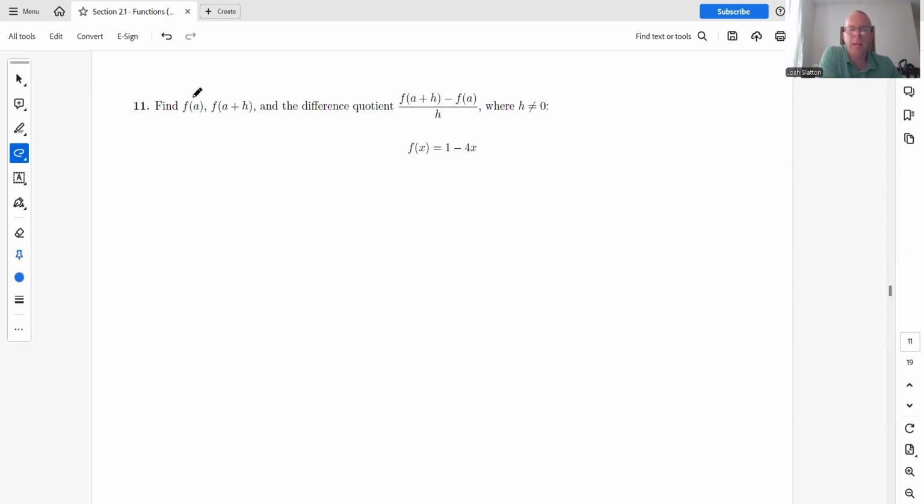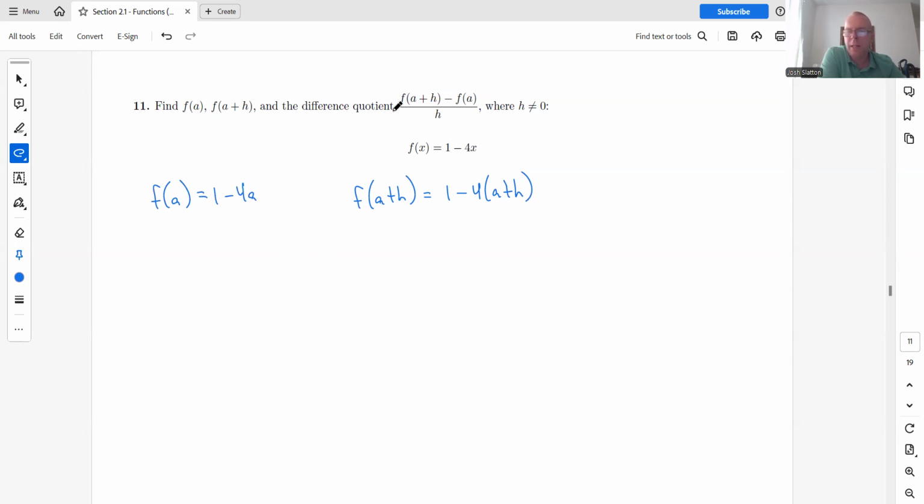And so let's find f of a. So here's our function. F of x is 1 minus 4x. Let's find f of a. So f of a is 1 minus 4a. F of a plus h: we're going to plug in a plus h for the x. We have 1 minus 4 times a plus h. And we could distribute the 4. I think we'll leave it this way for now. It doesn't matter too much as far as the answer to this part.